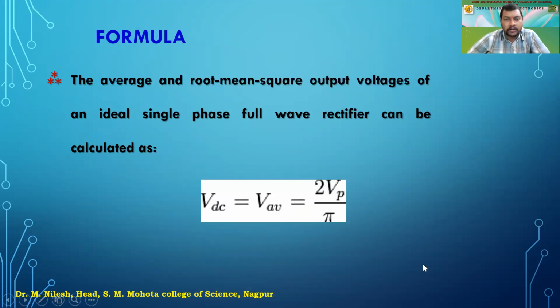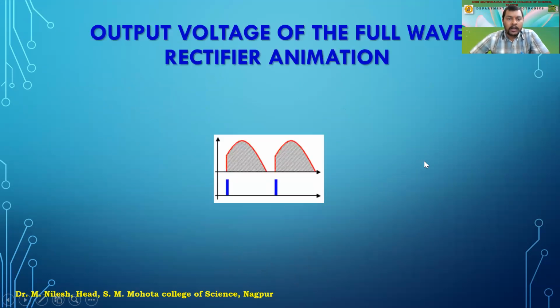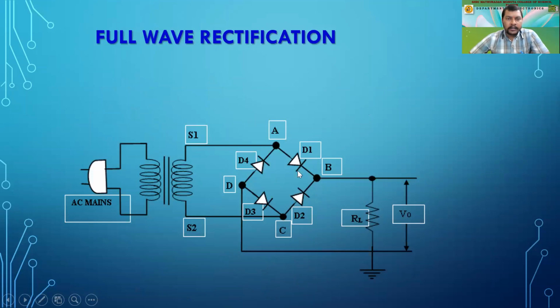The equations of both the full wave rectifier and the bridge rectifier are the same. VDC is equal to V average, which is equal to twice V peak divided by pi, and the second equation is V RMS equal to V peak divided by root 2, right? So these are the equations where we are expecting the RMS as well as the DC voltage. Now, this is how it happens. The diodes conduct to give the full wave, and we get the full wave across the load resistance RS, right? And this is the circuit diagram of a full wave bridge rectifier.